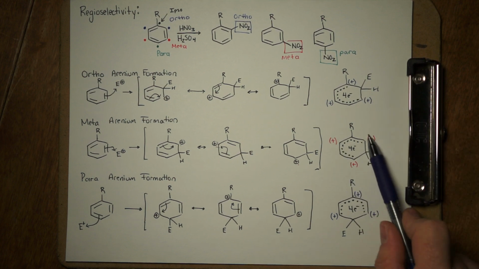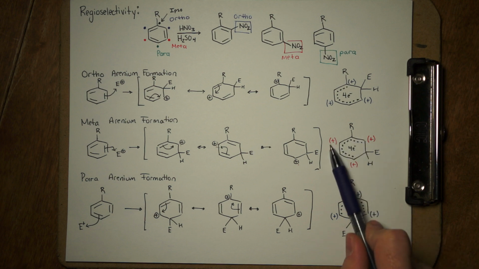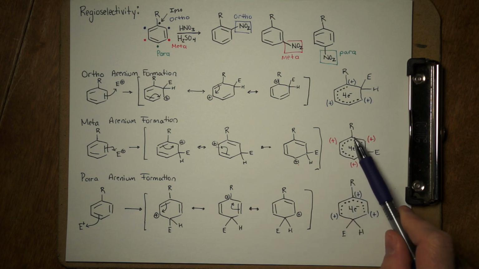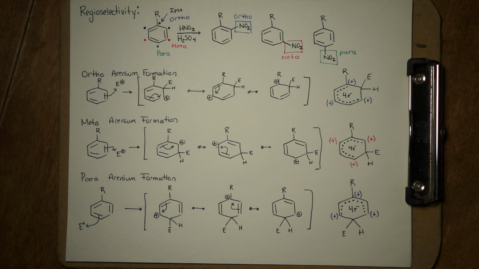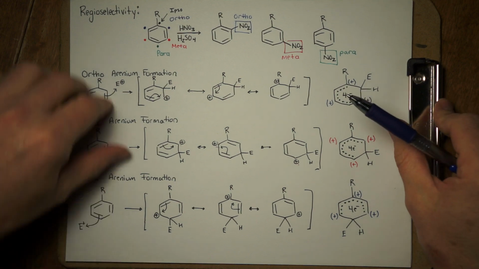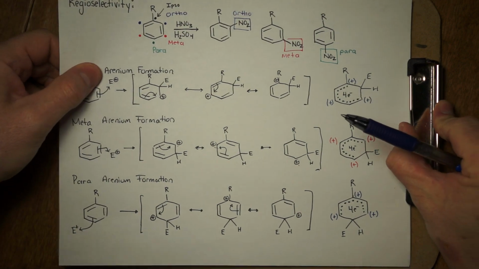Our group will have some influence over the stability of this intermediate as well, but because there's no positive charge on that ipso carbon, it's not going to have as significant an effect as it will here. All right, so let's take a look at some specific examples.